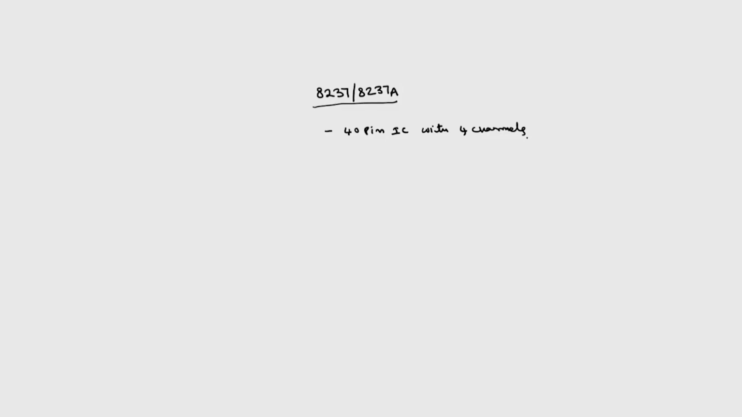As I have told in the previous procedure, the peripheral device will place the request on one of the channels. The number of channels in a DMA controller varies from device to device. In case of 8237, there are 4 channels, and each channel is capable of transferring 64 kilobytes of data.